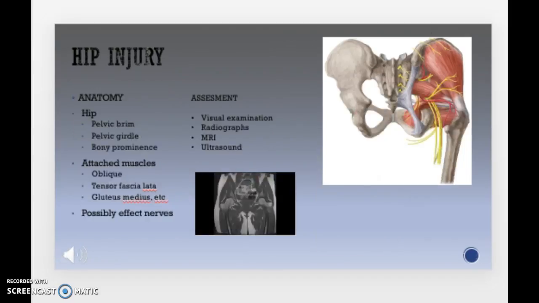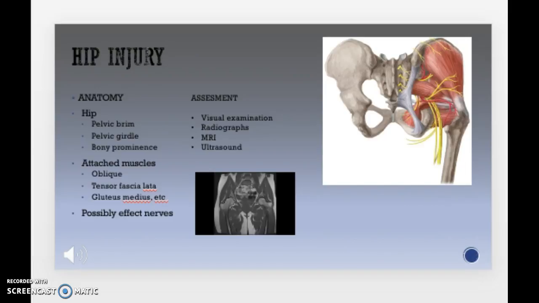So let's talk a little bit about the anatomy. The pelvic brim or iliac crest is a superficial and bony prominence on the hip. Again, we'll even see sometimes the top of the femur can be a nice place because it protrudes a little bit. These are all parts of the pelvic girdle, and many muscles attach here, including the internal and external obliques, the tensor fasciae latae, the gluteus medius, and the paraspinal muscles.